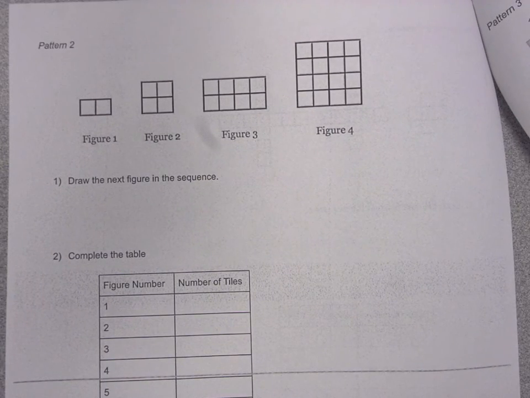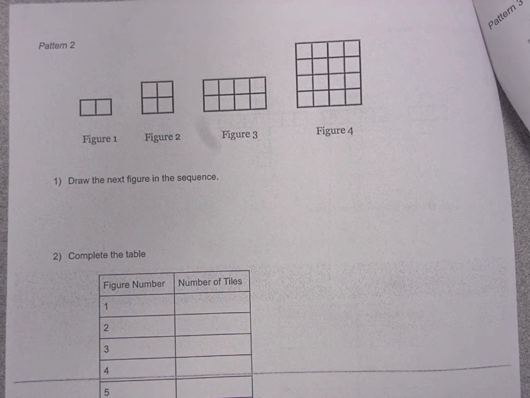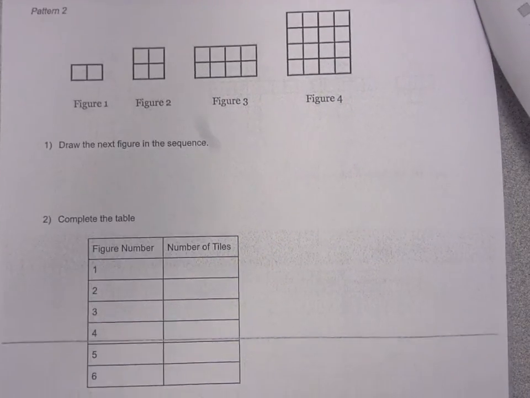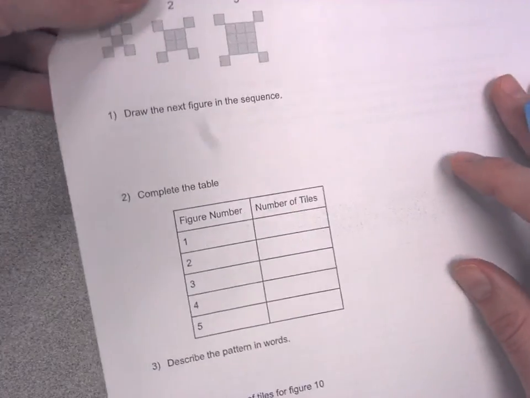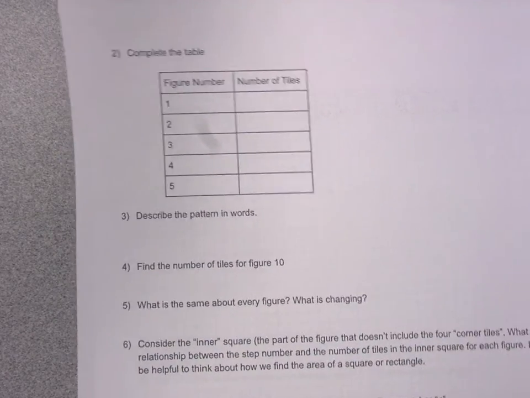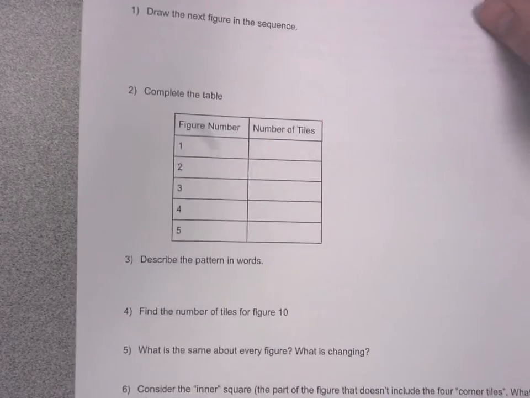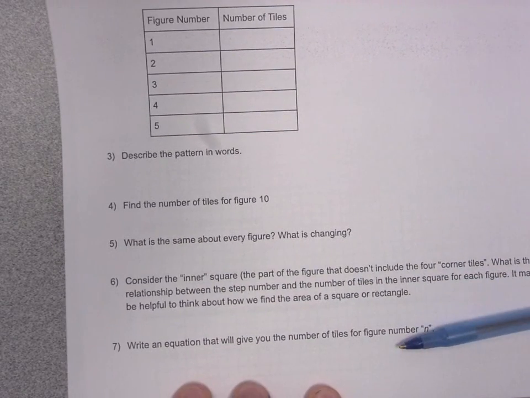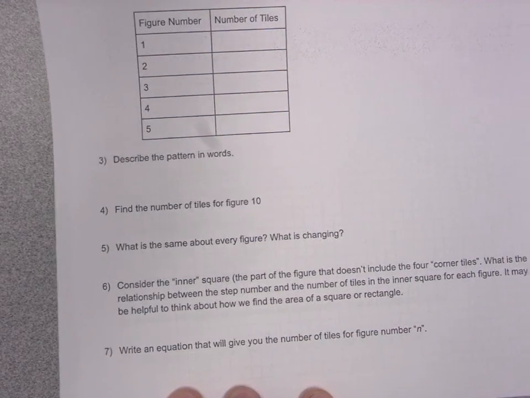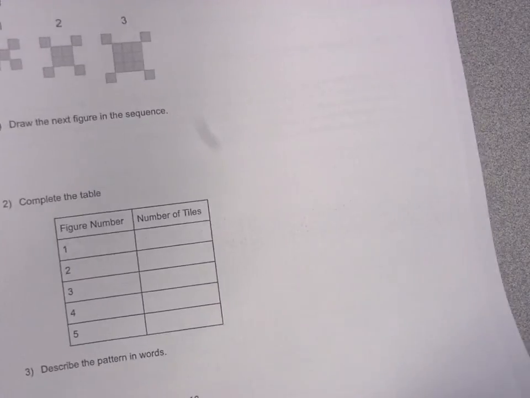There's 4 patterns here. So here's pattern 2. We want to look for the pattern, figure out what's happening, and describe it with words, with the table, things like that. And then here's pattern 3. Again, the first 4 or 5 questions are usually pretty easy. The hard part is where it gets towards the end, and you have to do a little bit more thinking. Okay, let's get started.